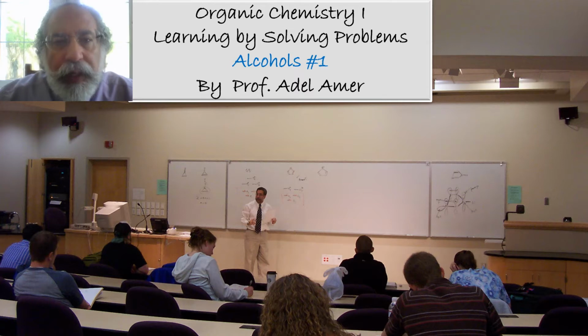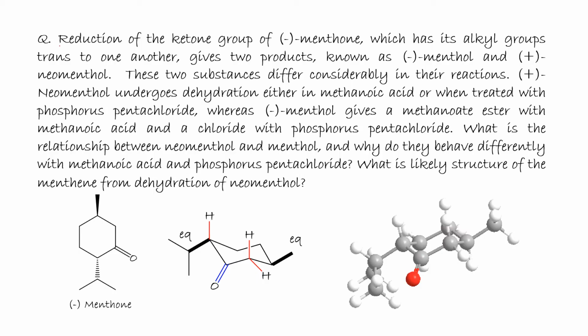Hello everyone. Welcome to session 1, Learning by Solving Problems on Alcohols, Organic Chemistry 1. Reduction of the ketone group of negative menthone, which has its alkyl groups trans to one another, gives two products known as negative menthol and positive neomenthol. These two substances differ considerably in their reactions.